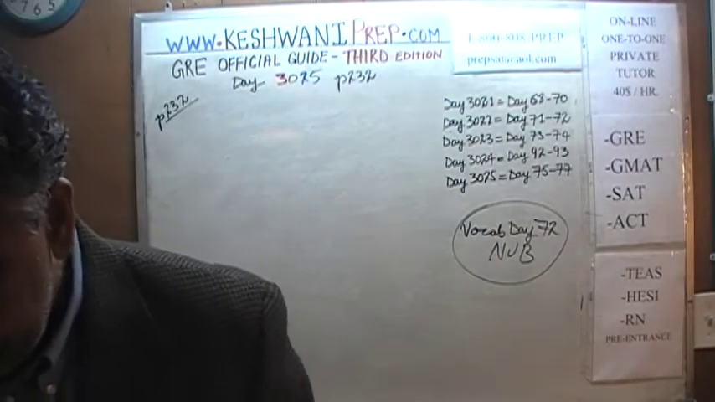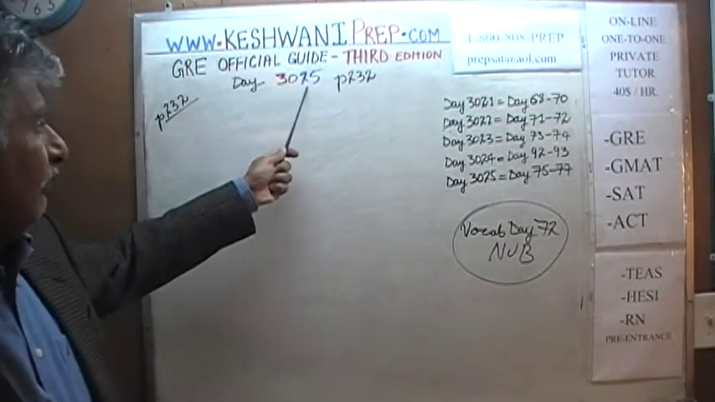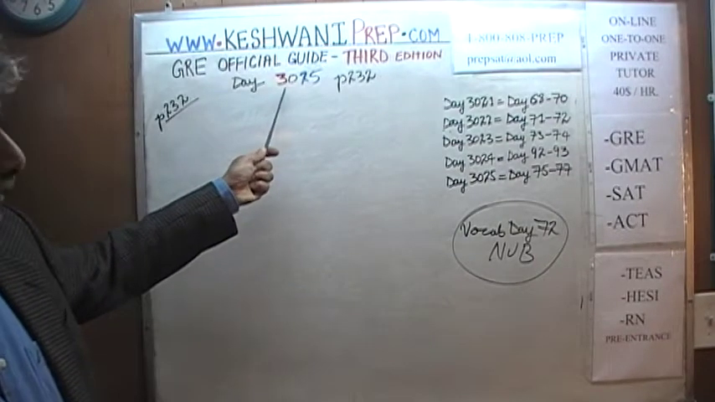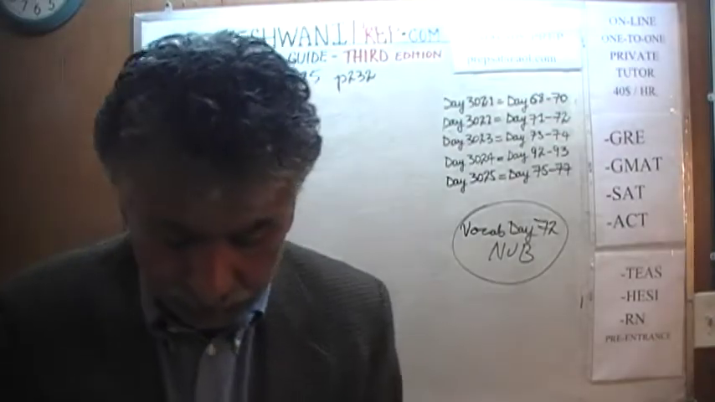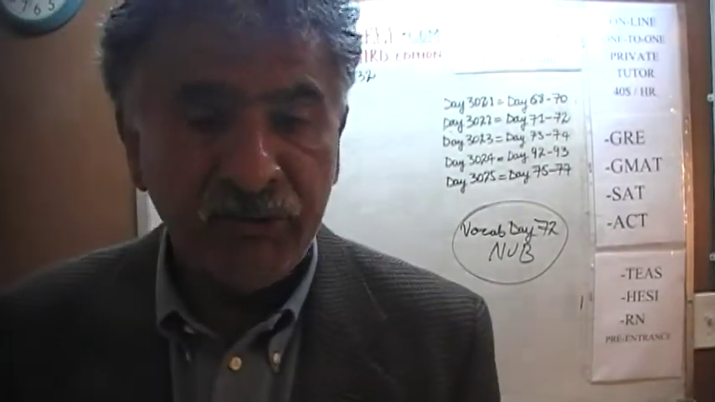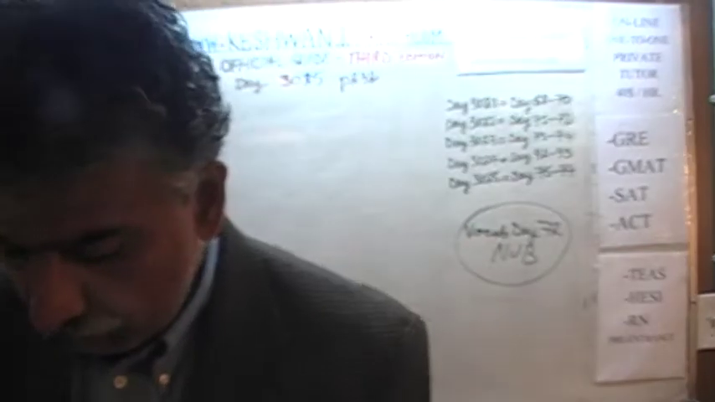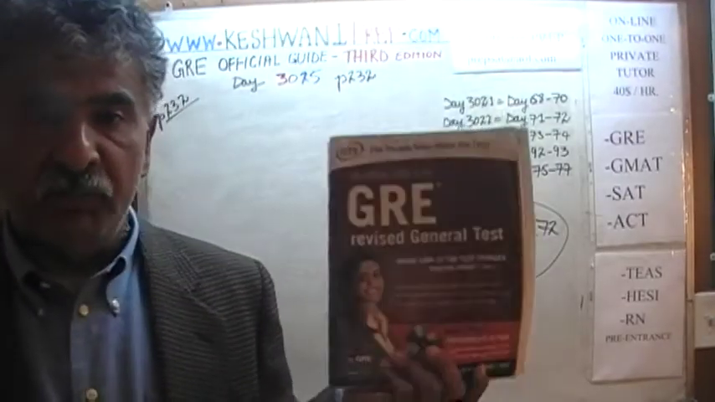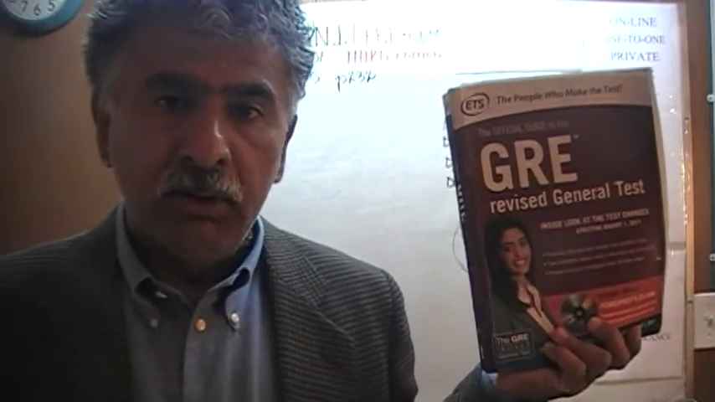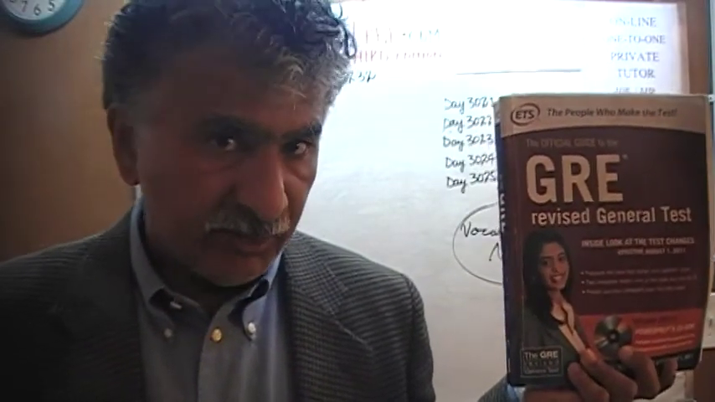Today is our lesson number 25. Day 25 of the third edition. We are on page number 232. On page number 232, you will find some exercises, very simple exercises. We're going to go through these exercises very quickly. The same exercises that you see there on page number 232 appeared already in the first and the second edition.